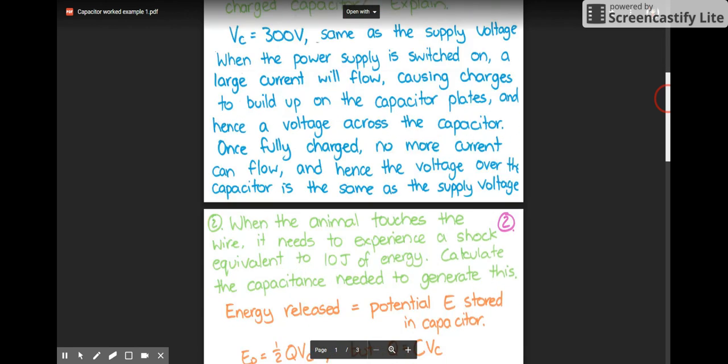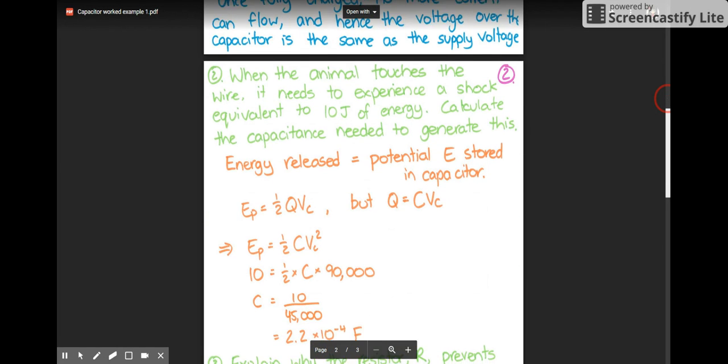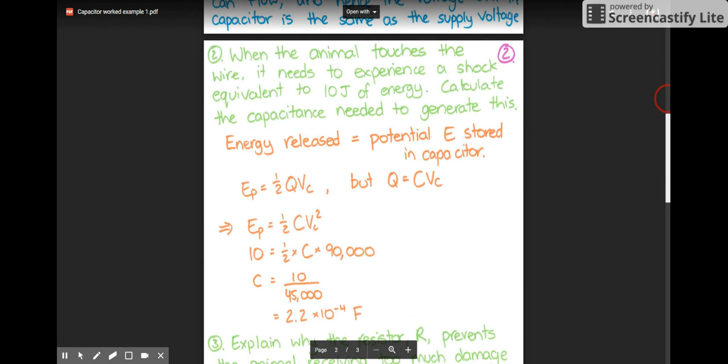So the second part, the animal touches the wire and it experiences a shock. Now, the shock, we're told, has an energy of 10 joules, and we're going to find the capacitance needed to generate this. Now, I don't know on your resource sheet which version of potential energy you're going to be given. The one that I'm most familiar with is that the potential energy in the circuit is equal to a half QVC, where VC is the voltage across the capacitor.